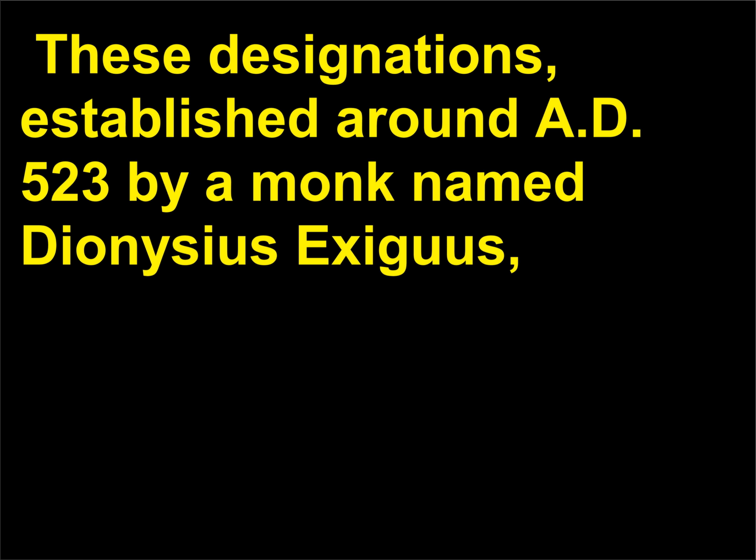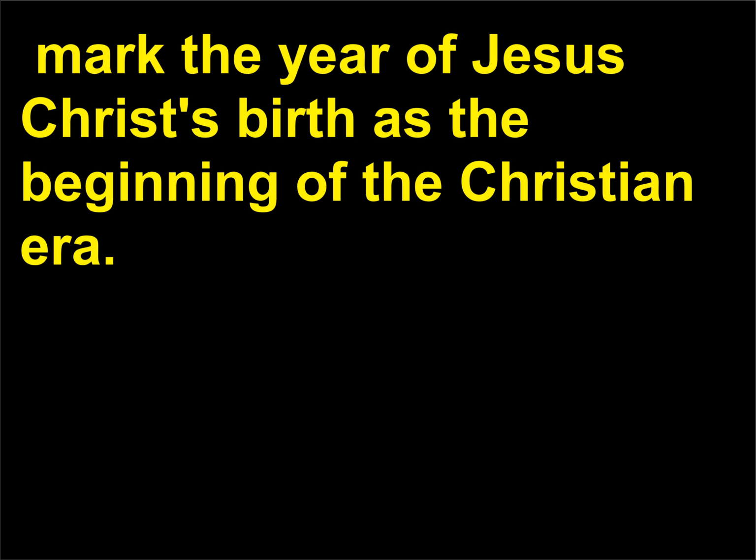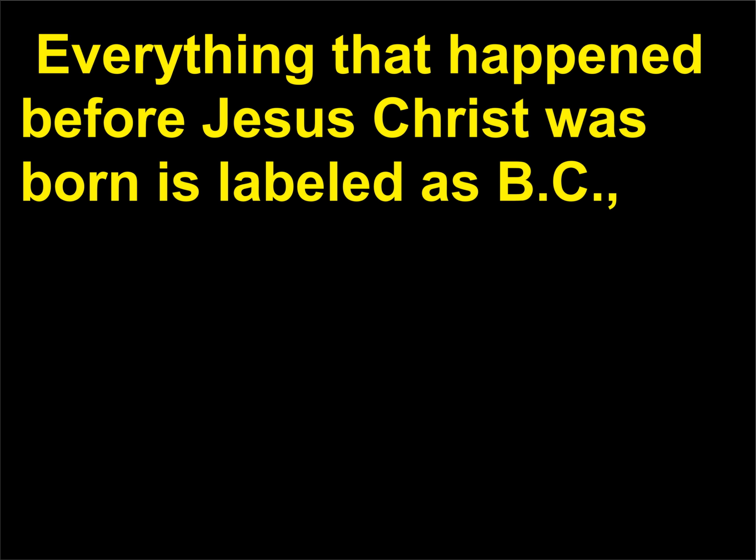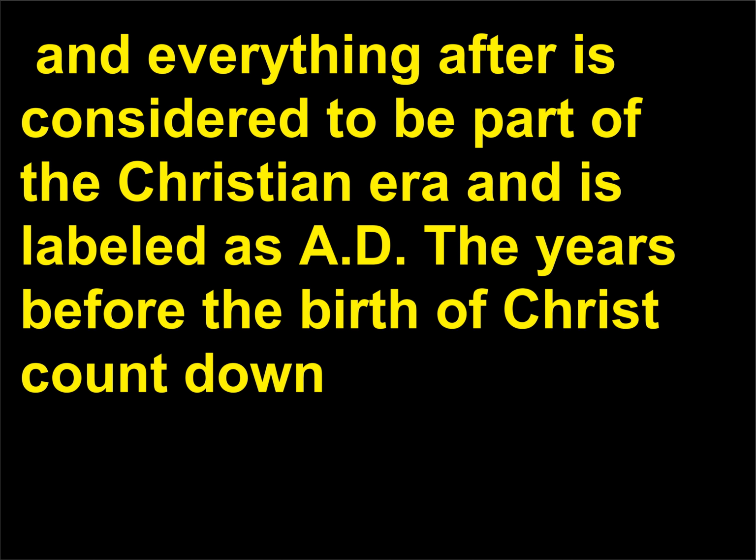These designations, established around AD 523 by a monk named Dionysius Exiguus, mark the year of Jesus Christ's birth as the beginning of the Christian era. Everything that happened before Jesus Christ was born is labeled as BC. And everything after is considered to be part of the Christian era and is labeled as AD.